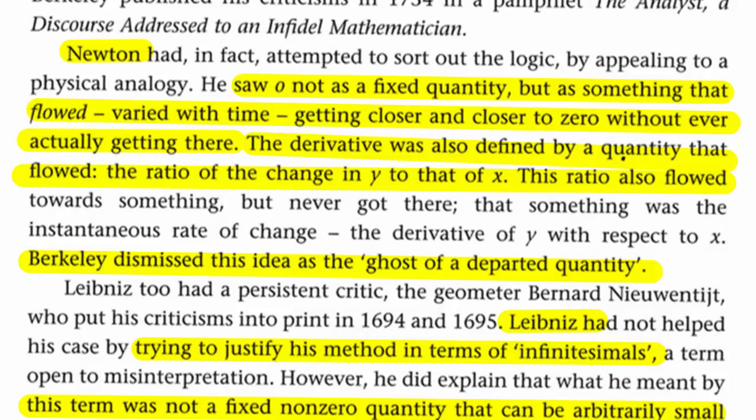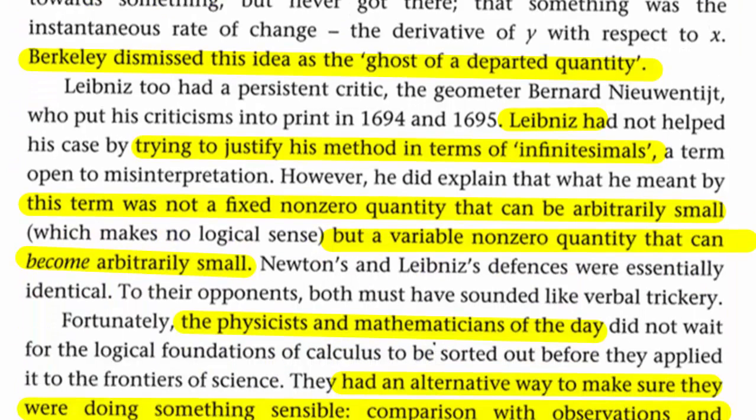So Newton worked on this, and he saw ohm not as a fixed quantity, but as something that flowed or varied with time. And he said that, yes, this thing gets closer and closer to zero without actually ever getting there. The derivative was also defined by a quantity that flowed, and it's the ratio of the change in y to that of x. Berkeley dismissed this idea.